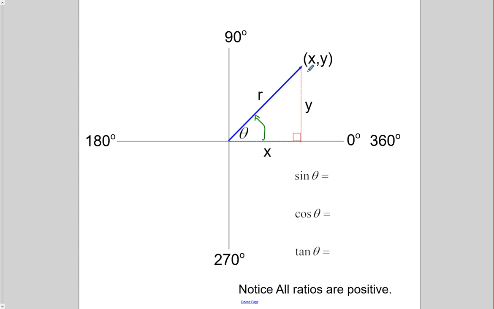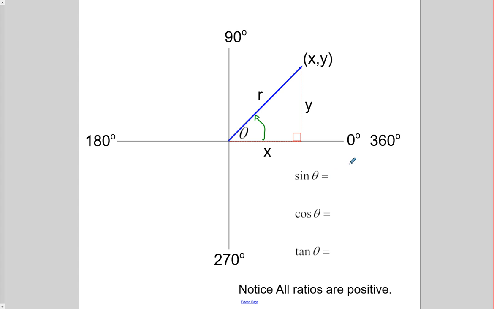And I've labeled the hypotenuse on that triangle R because if I were to spin around, that would be the radius of the circle. Just like with our Singapore swing Ferris wheel, it would be the radius of the circle. So I'll label it as R.